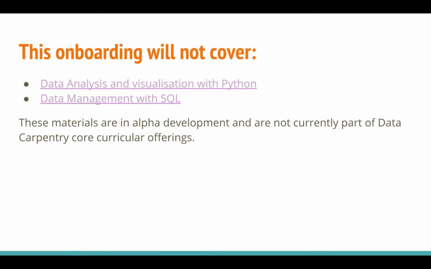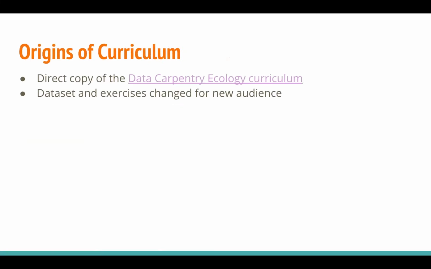A general note to be clear that this onboarding does not cover 2 of the lessons that are currently in the beta development stage for social sciences. That includes the data analysis and visualization with Python lesson and the data management with SQL lesson. These materials are actually in the alpha development, not beta, and are not currently part of Data Carpentry core curricular offerings. They are available to use and adapt in terms with our license, as are all of our lessons, but they are not well developed enough that at this point they can be used broadly by all Carpentries instructors. So this onboarding will not cover those lessons at this point.